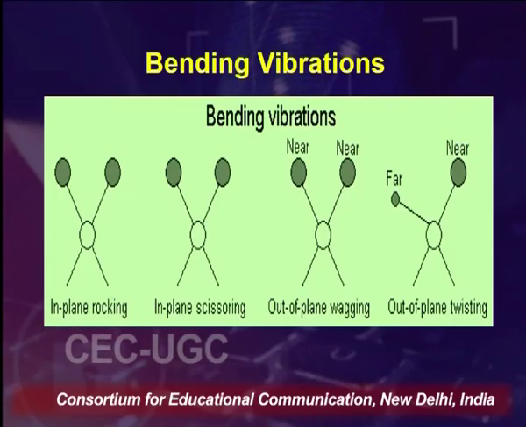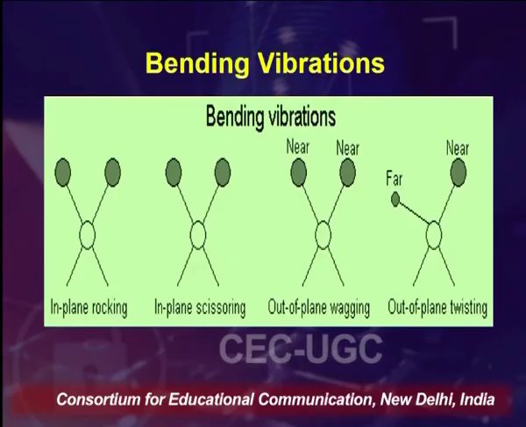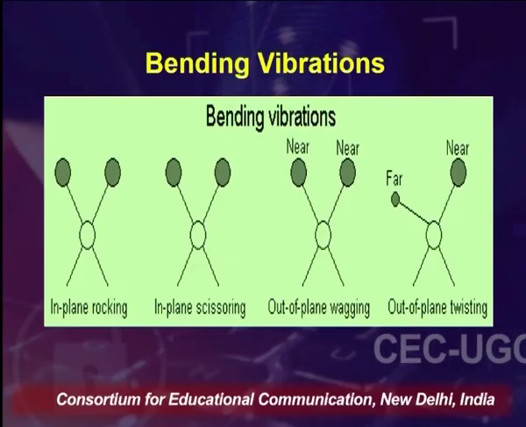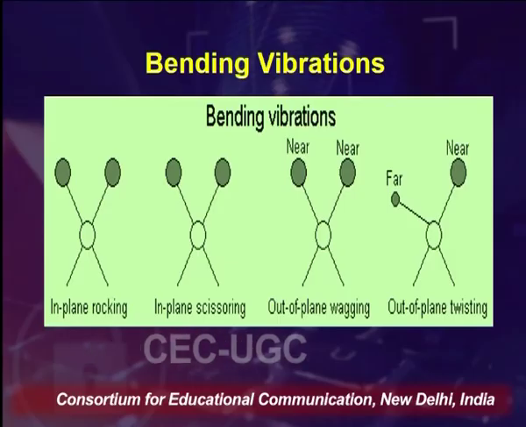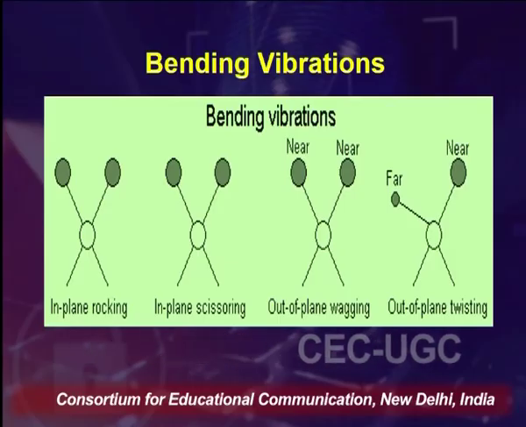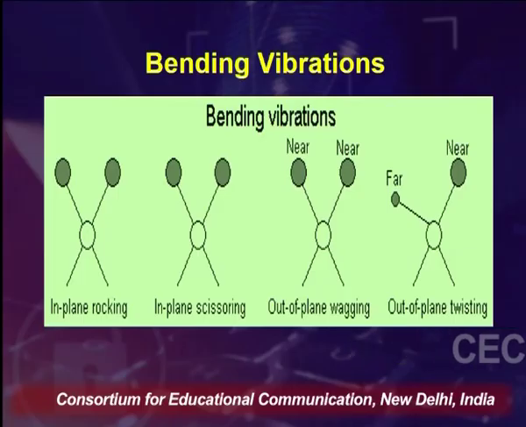So, in bending vibrations, we again have four different types of vibrations: in-plane rocking, in-plane scissoring, out-of-plane wagging, and out-of-plane twisting. These are four different kinds of bending vibrations.